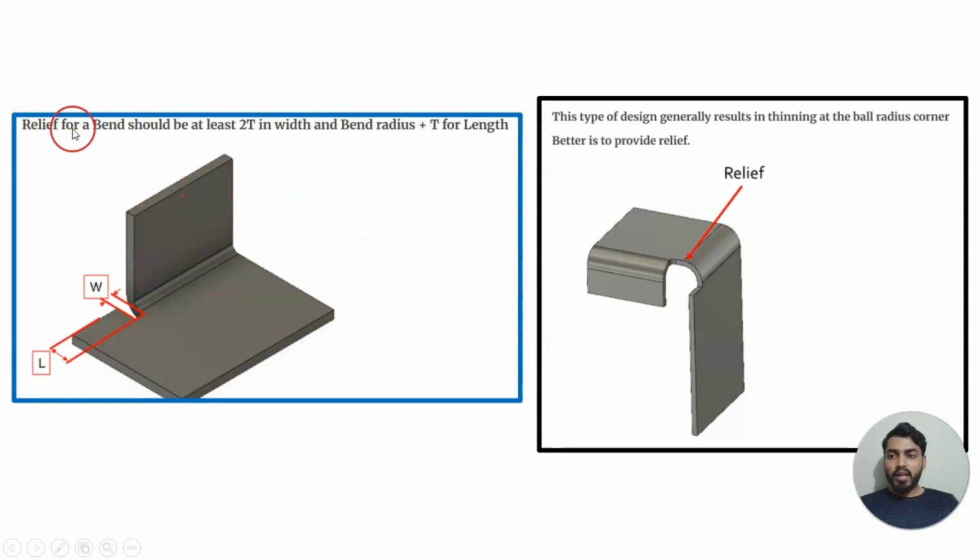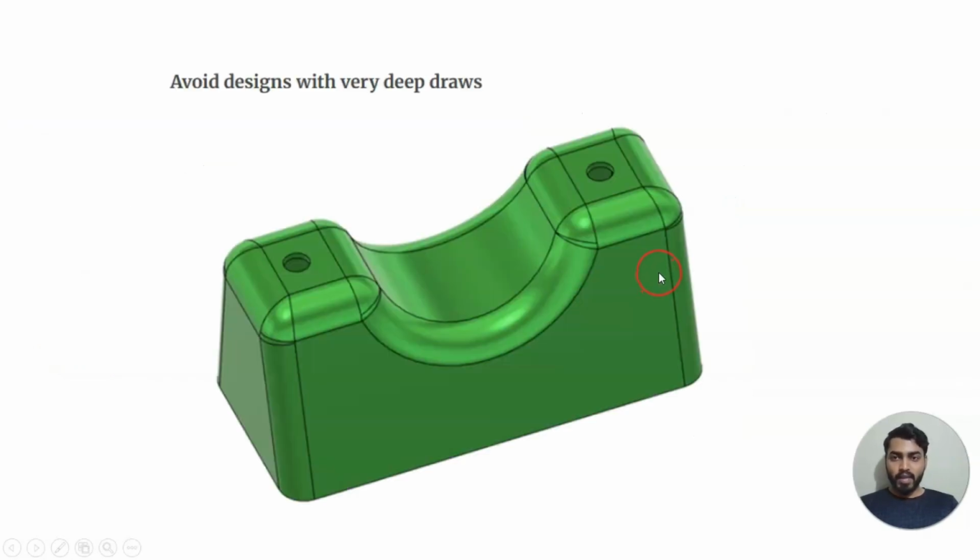Then relief of a bend should be at least 2 times in width and bend radius plus t for length. So this is what is called relief. Here also you can see this is rectangular relief, this is circular relief. I'll show you in software. Then avoid designs with very deep draws. For example, if you want to create some parts like this by using sheet metal fabrication, it is a little impossible, it will be difficult. Why?